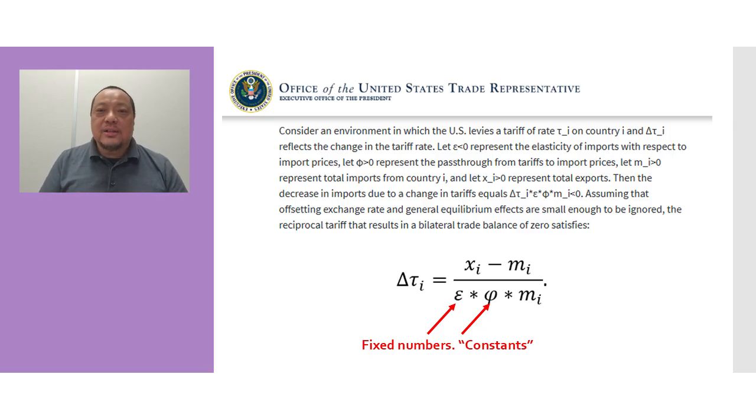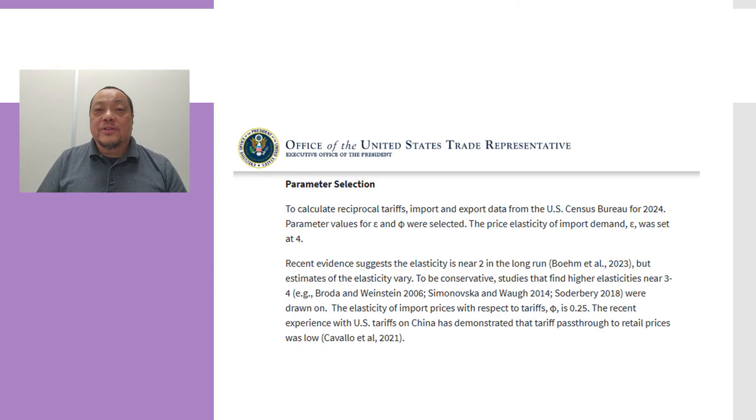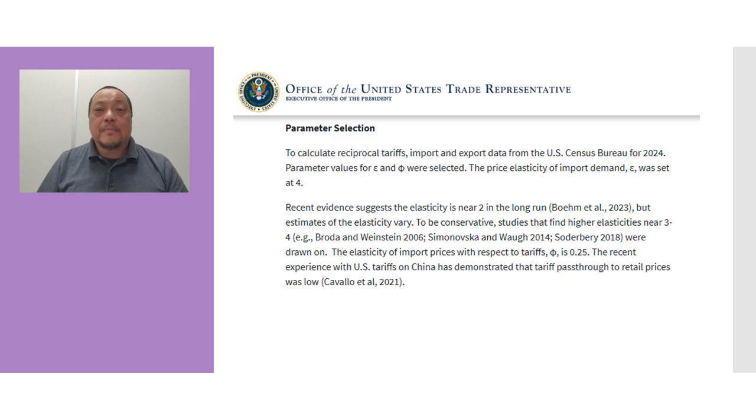Epsilon is a constant, a fixed number. Phi is a constant, a fixed number. What fixed numbers are they? We'll scroll down on the memo by the trade representative and we find this. They have some explanation. They say they use data from the US Census Bureau for 2024.